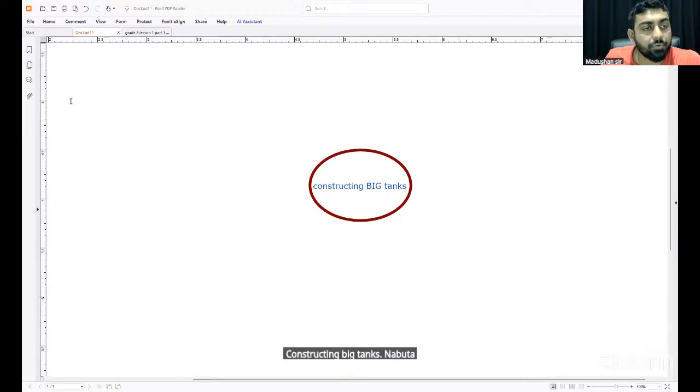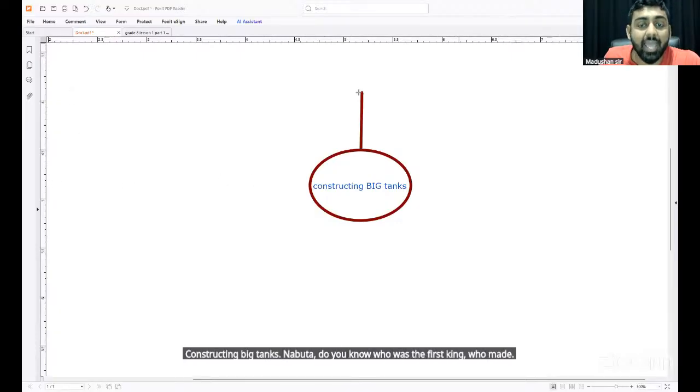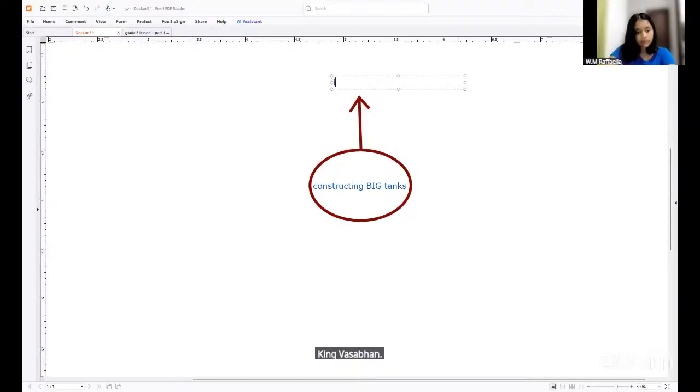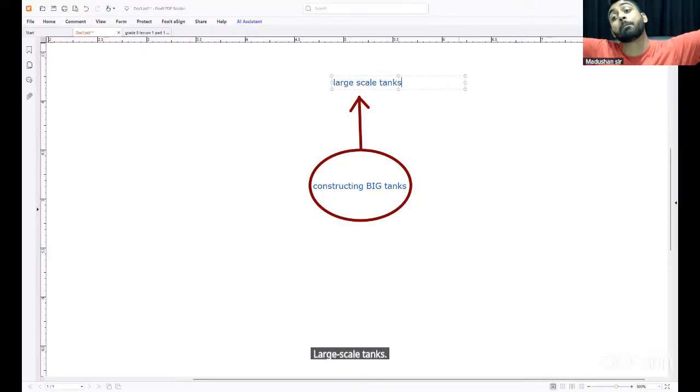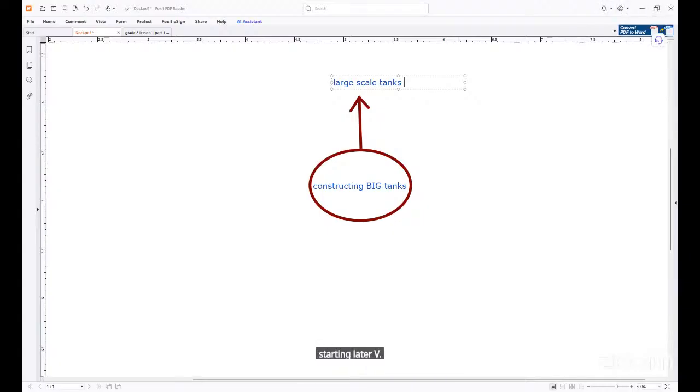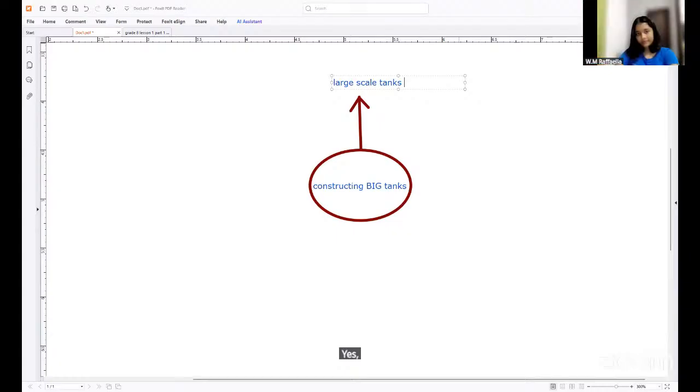Do you know who was the first king who made large-scale tanks for the first time in the history of Sri Lanka? King Vasabha. Large-scale tanks, big tanks, not pan pizza, right? Big tanks were constructed for the first time in history. The starting letter is V. King Vasabha. Vasabha.